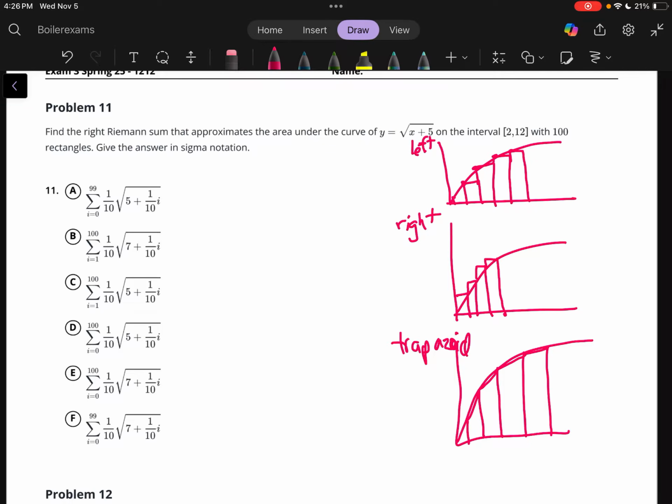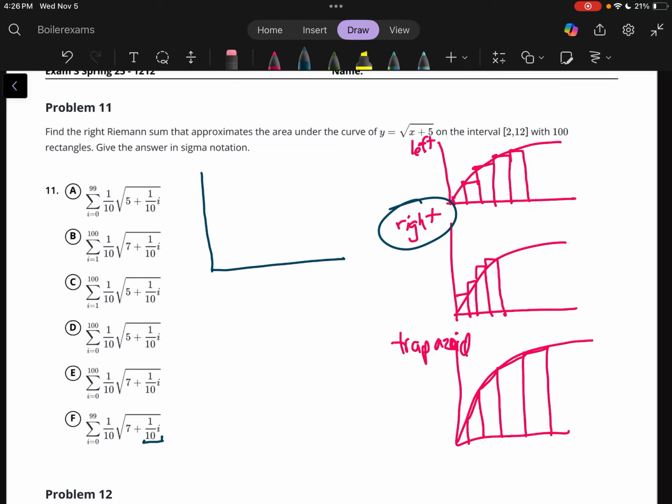Okay, in this case, what we want is a right Riemann sum. And so we have to figure out a couple different things. So first thing you'll notice between all of these answer choices is that we have a 1/10 i. And that's because we have 100 different rectangles across an interval with length 10. So we're going to be incrementing by 1/10 for each point.